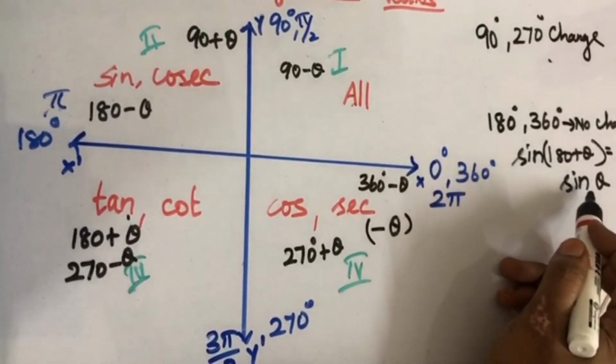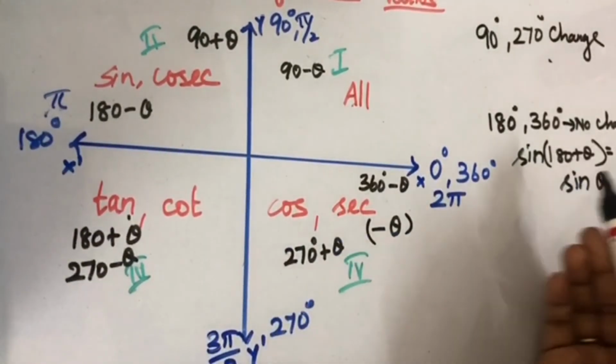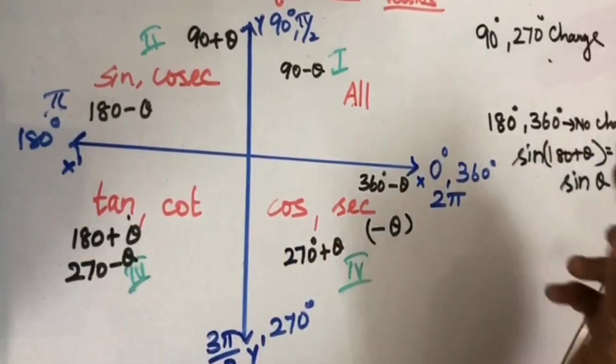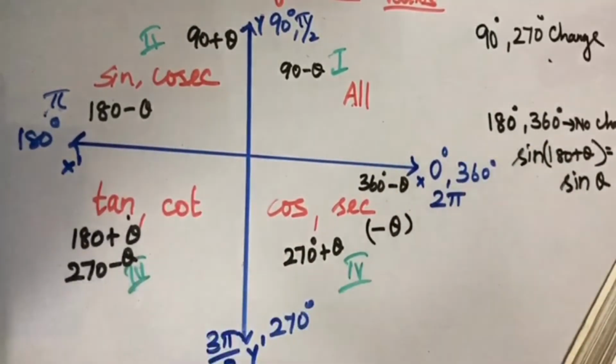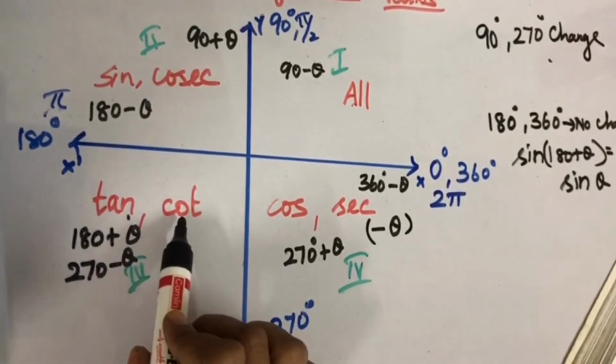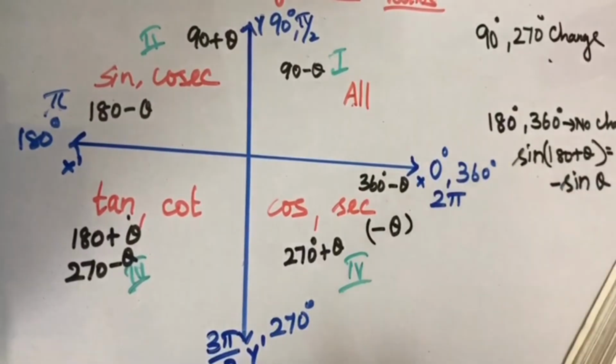Okay, sine theta. What about the sign, plus or minus? It is sine 180 plus theta and it lies in the third quadrant. In the third quadrant, sine is negative, tan and cot only positive, so it is minus sine theta.